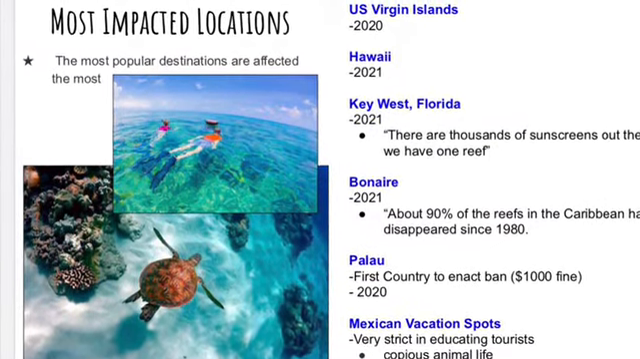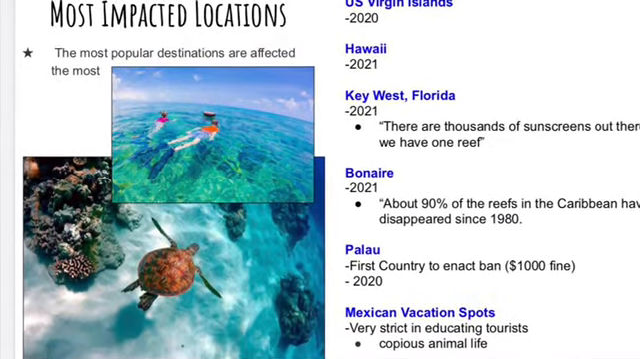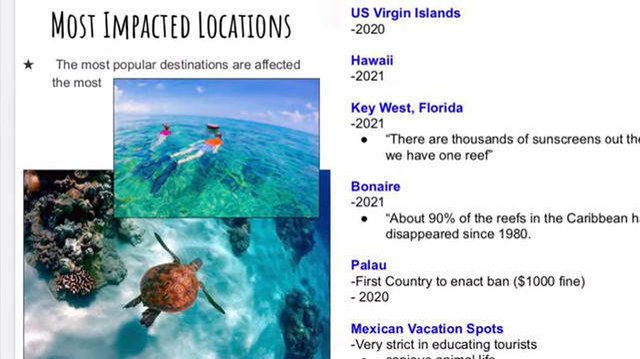Palau is actually the first country to enact the ban, where they're saying it's a $1,000 fine if you are wearing sunscreen that will bleach reefs. So that is something that's really progressive in this issue.